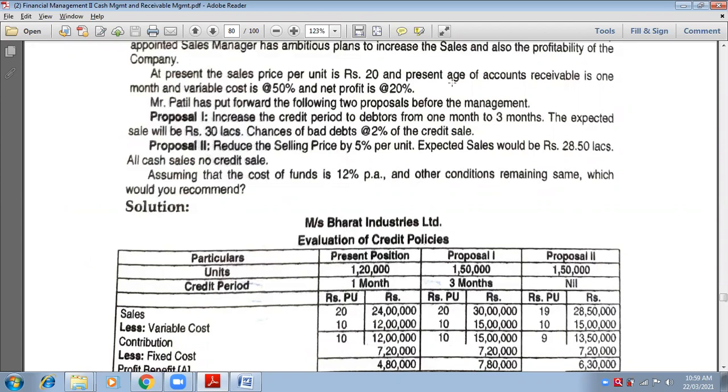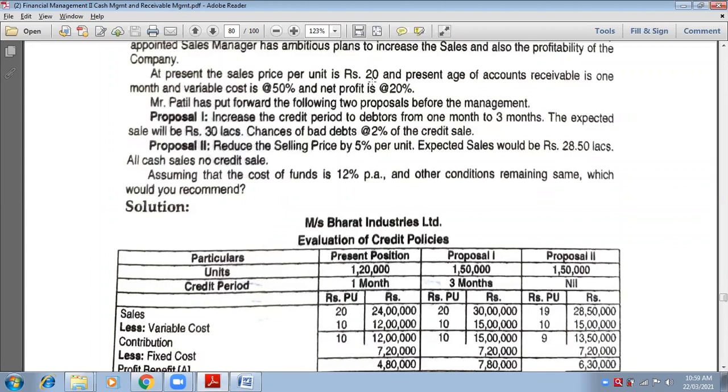Next option, 28 lakh 50,000 is sales. Wait. 28 lakh 50,000 is sales, but the selling price is reduced by 5%. What was the selling price? What was the selling price? 20.